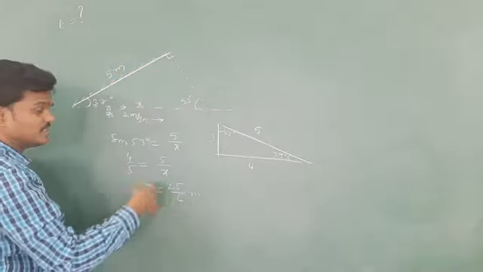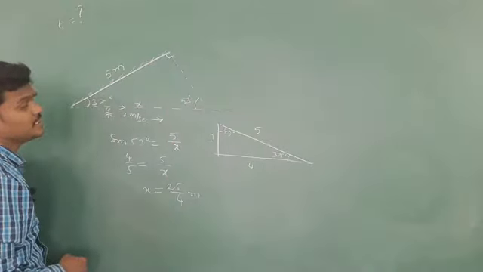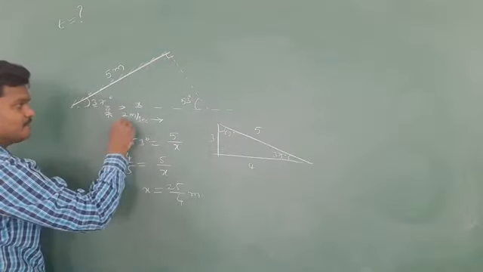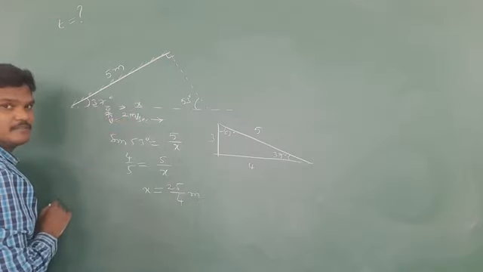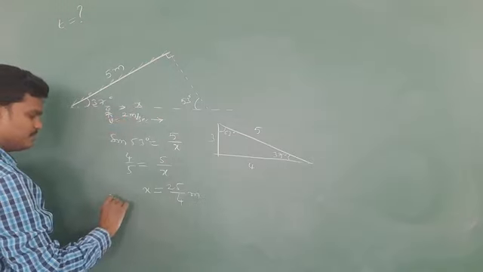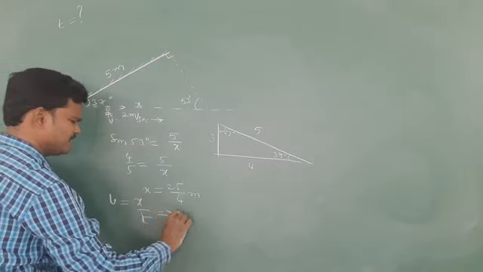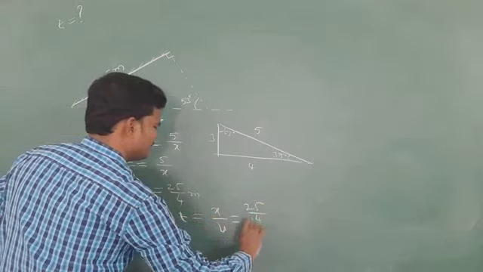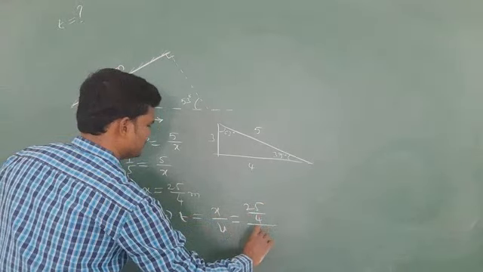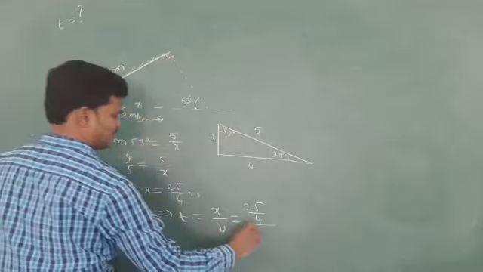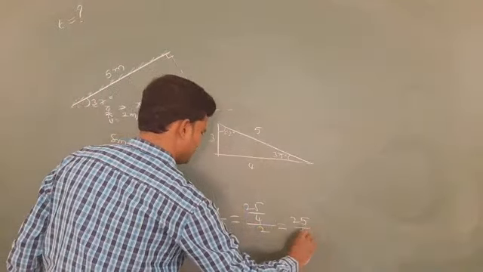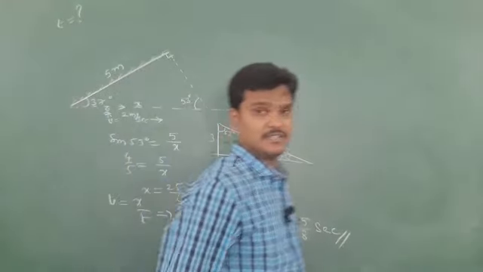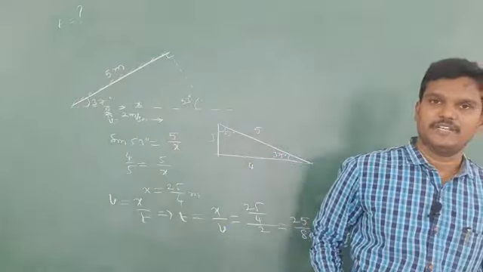After that, once he crosses, he is unable to see his full image inside the mirror. Now x is clear, speed is clear, so we can find the time. v equals x by t, so t equals x by v, that is 25 by 4 divided by v. How much speed is given? So it is 25 by 8. After 25 by 8 seconds he is unable to see the image.